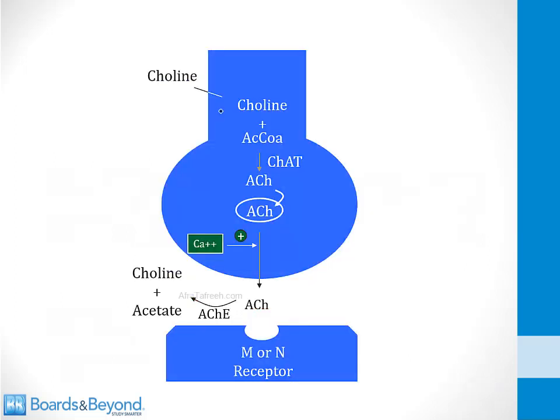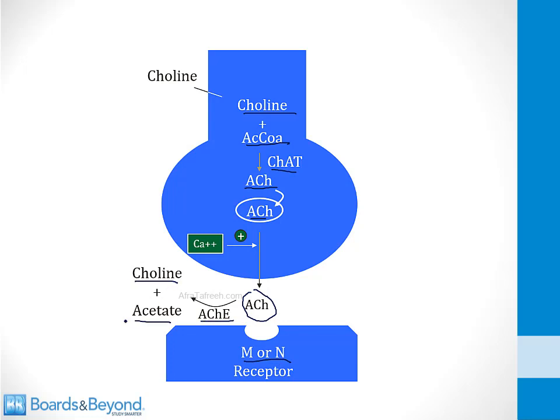And here's my own little drawing of this whole process. Choline plus acetyl-CoA is combined into acetylcholine by the enzyme choline acetyltransferase. The acetylcholine is then packaged into vesicles. When the nerve depolarizes, calcium comes into the cell and causes acetylcholine to be released into the synapse, where it can bind with a muscarinic or nicotinic receptor. Also, while in the synapse, it can be broken down by the enzyme acetylcholinesterase into choline and acetate.